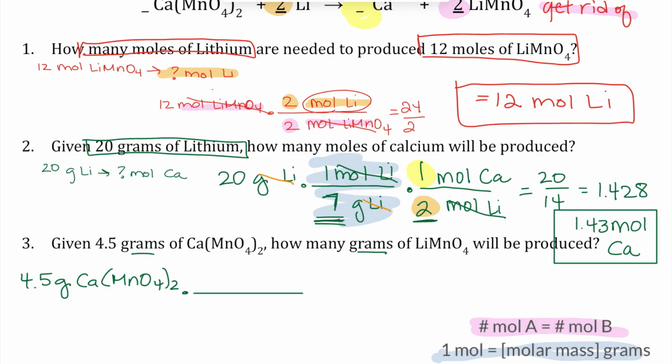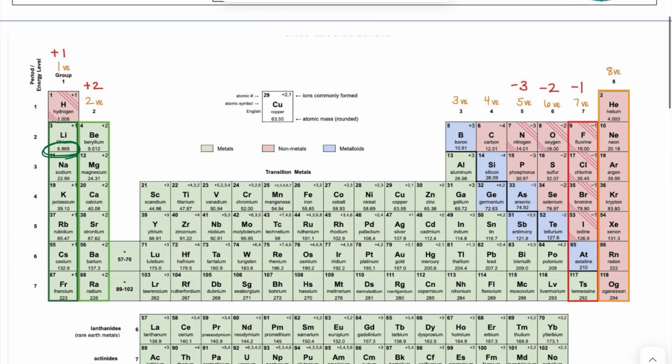In order to go from mole to mole, I need to go from gram to mole. So I'm getting rid of my grams of CaMnO4. I want moles. And so in order to do that, I'm going to find my molar mass for calcium permanganate. So let's go up here. We've got CaMnO4 2. That's what we're looking at.